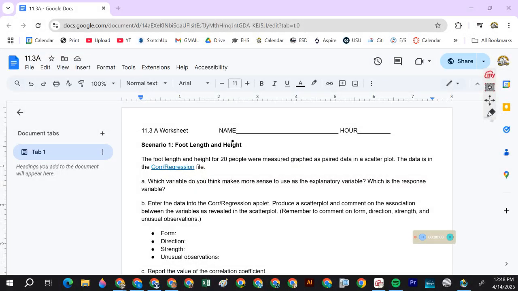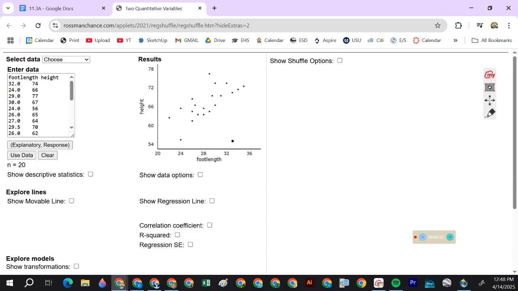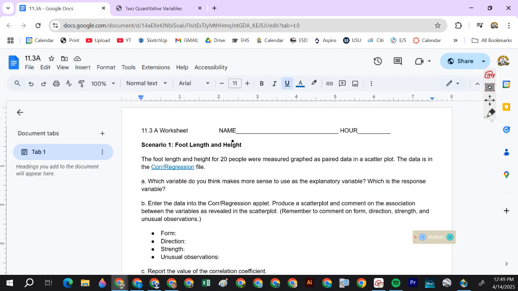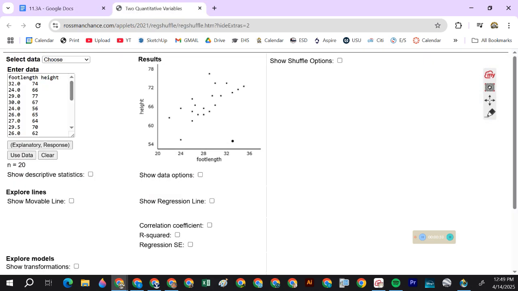We're going to do 11.3a, and we're going to deal with the correlation regression file that's in Rossman OneChance. So you're going to need a Chromebook, and I'll do the first one, and then you guys can do the other. So I'm just going to click on this, and this is the correlation regression, and we are choosing, this one is foot length and height.